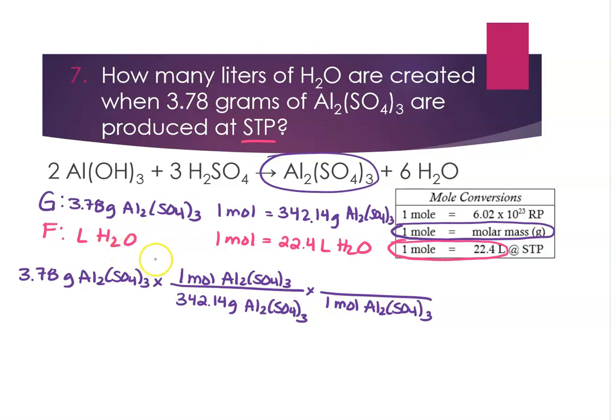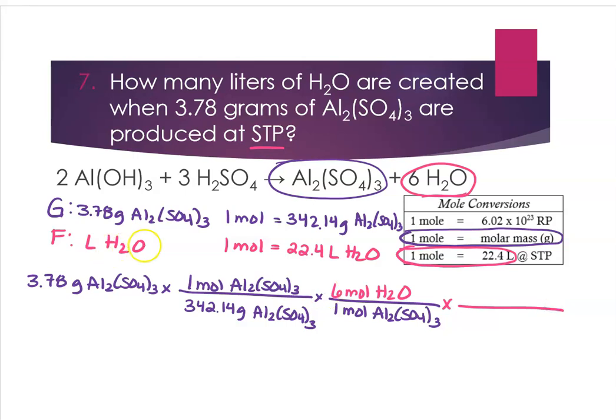And then I'm trying to get to H2O. So I have a 6 in my equation, so that means I have 6 moles of H2O. So now I go from moles of H2O to liters, so moles will cancel if I put 1 mole of H2O on the bottom, which means that I put 22.4 liters of H2O on top. Grams cancel with grams, moles cancel with moles, moles cancel with moles, and I'm left with liters of H2O.